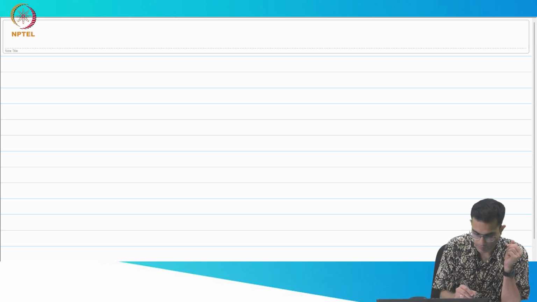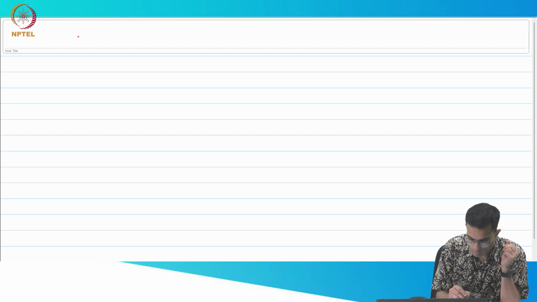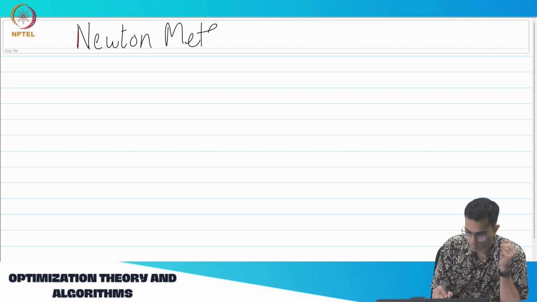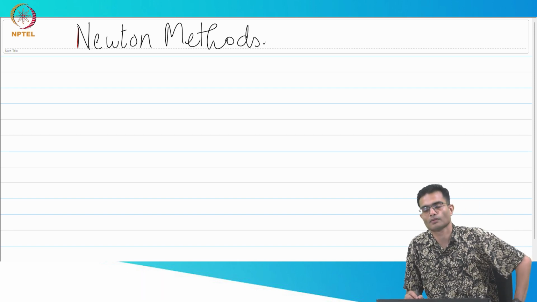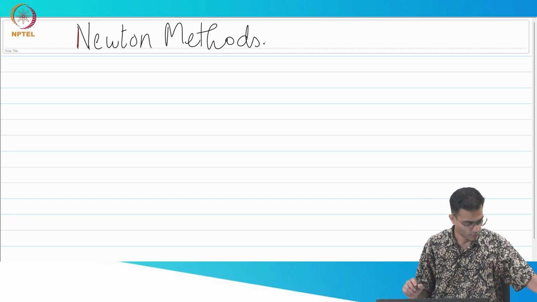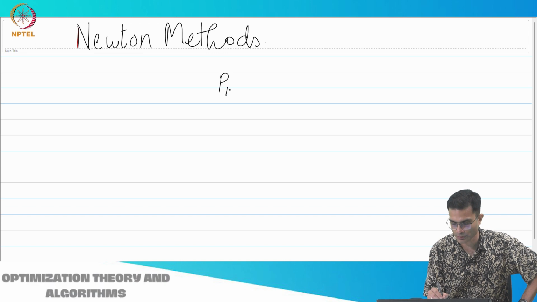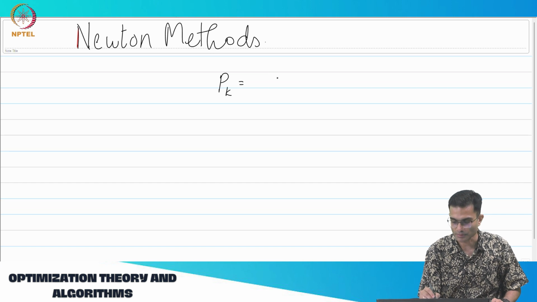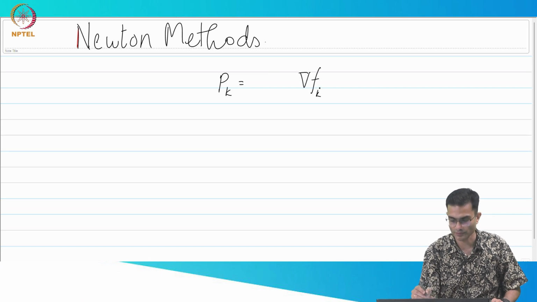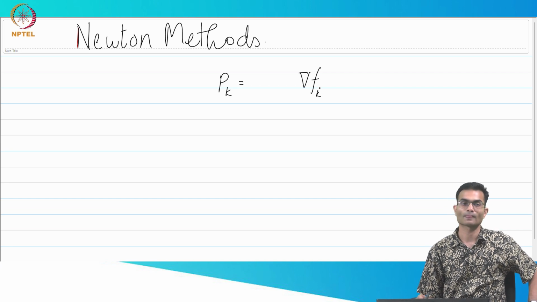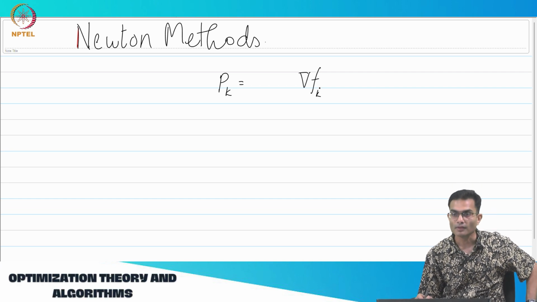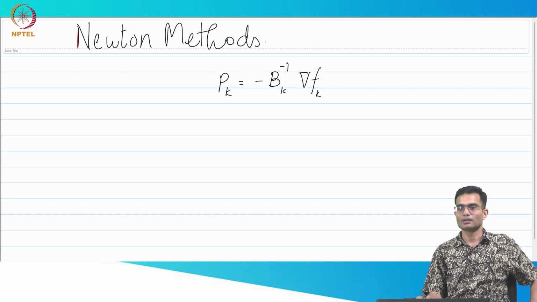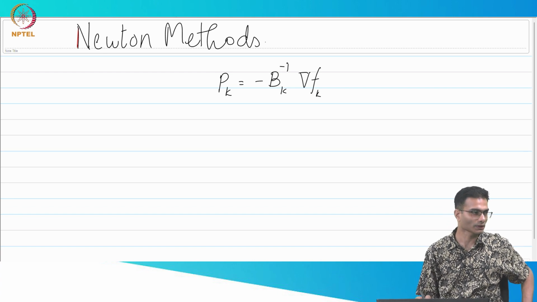So we are talking about Newton methods. The general recipe of the Newton method we saw last time is that I am going to write the search direction as something times the gradient of the function. What is that something? Not beta, beta would be dangerous, B. Some matrix B_k inverse, and B_k was what?